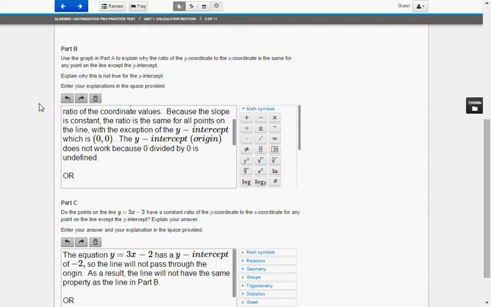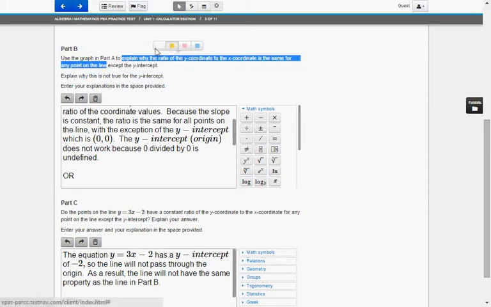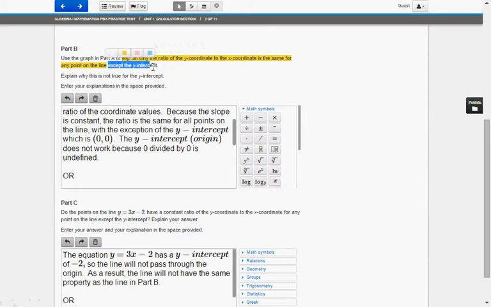Okay, this is part B for question 3 on the calculator section of the PBA practice test. This question says to use the graph in part A to explain why the ratio of the y-coordinate to the x-coordinate is the same for any point on the line except the y-intercept. Explain why this is not true for the y-intercept. So that is what we need to try to explain here.